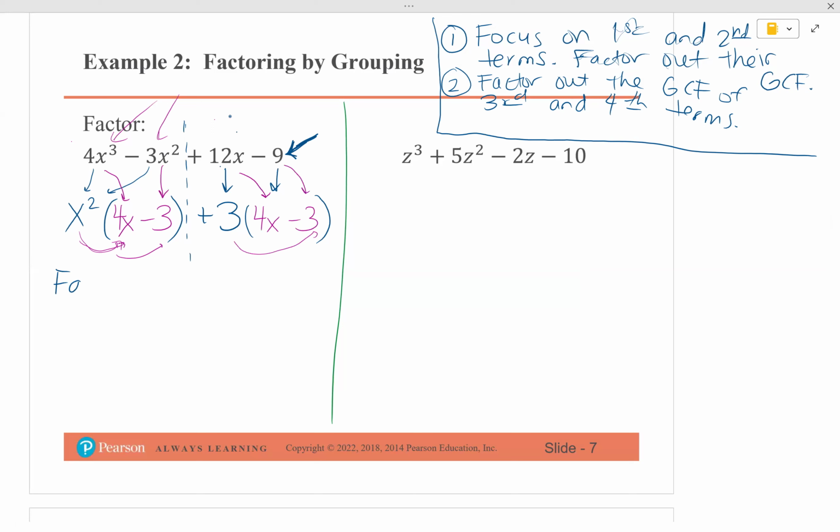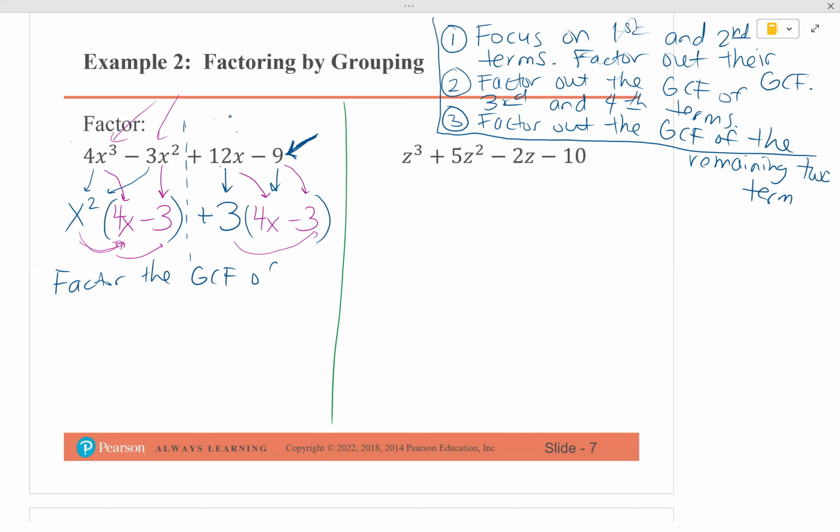Now you need to factor out the GCF, greatest common factor, of the remaining two terms. Why am I writing it down here? I should be writing it here. Oh my gosh. Because you took a 4-term polynomial and made it 2.